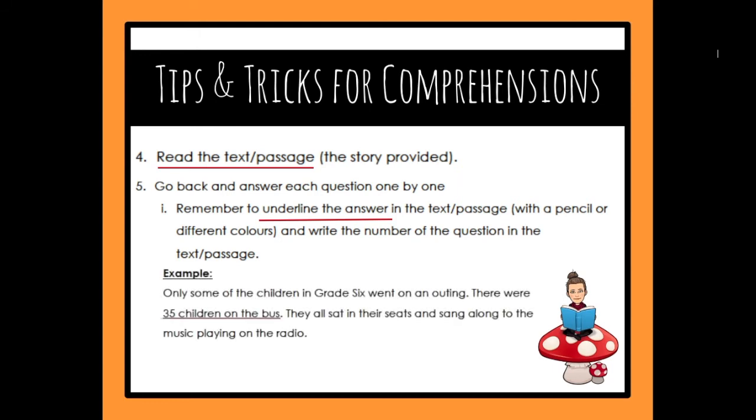For example, only some of the children in grade 6 went on an outing. There were 35 children on the bus. They all sat in their seats and sang along to the music playing on the radio. So we were looking for how many children were on the bus. Then we go and underline 35 children on the bus.